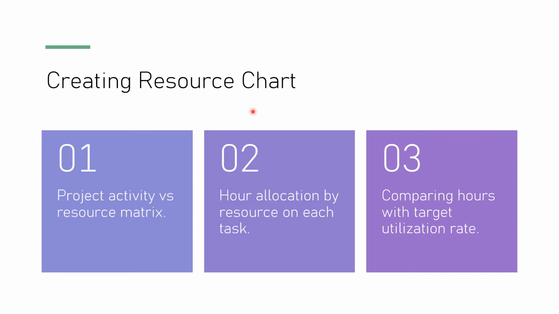Creating a resource chart. What are the different steps? Step 1, the project activity versus resource matrix. Second, hours allocation by resource on each task. Third, comparing hours with target utilization rate.